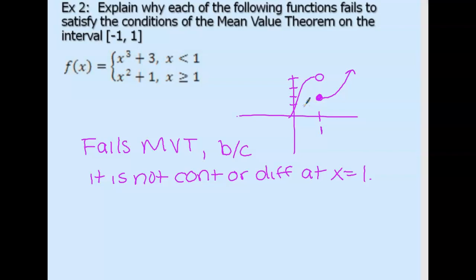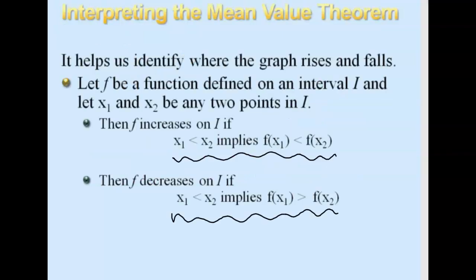So to summarize all of that, the mean value theorem helps us identify where a graph is rising or falling. A function is defined as increasing on an interval I if, for x1 less than x2 in I, f of x1 is less than f of x2. So again, we're interpreting the mean value theorem.